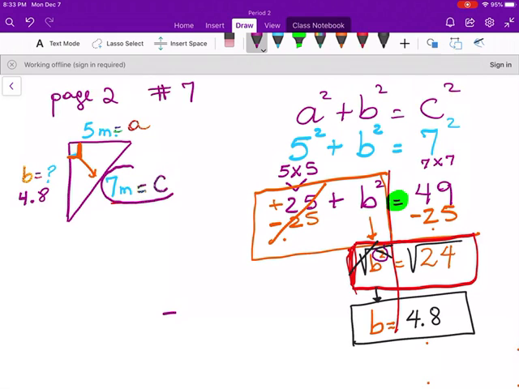This is the longest side. Yes, it is. And these two right here together, 5 plus 4.8, that gives me 9.8. 9.8 is bigger than the hypotenuse, so that makes sense. That's it.